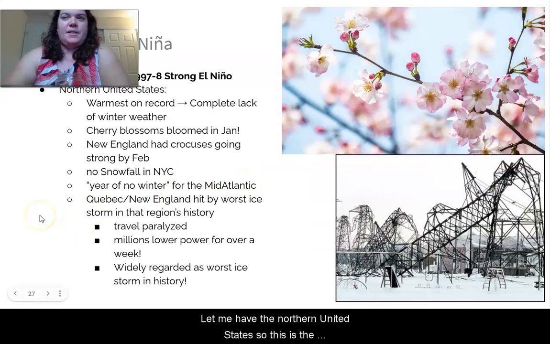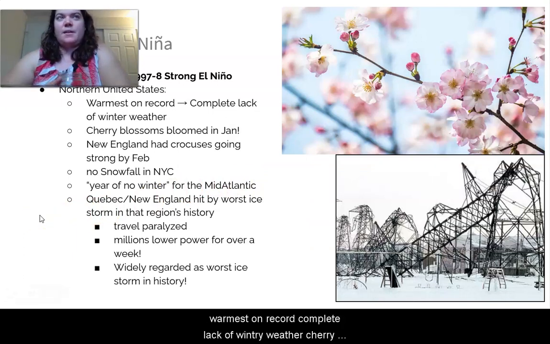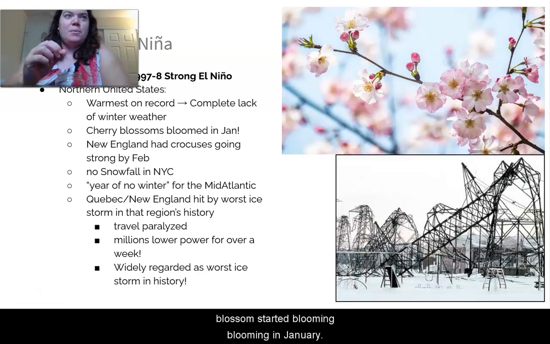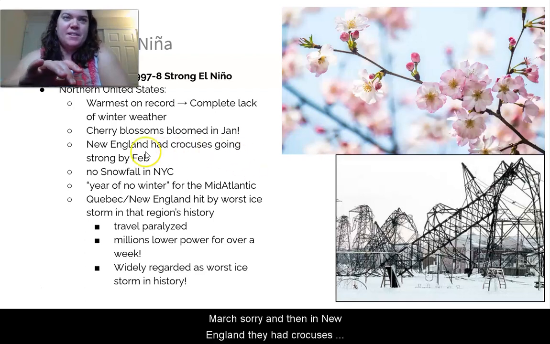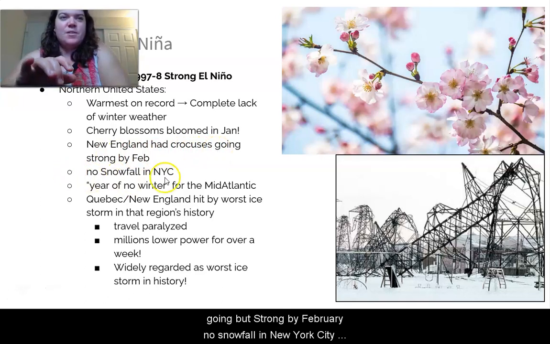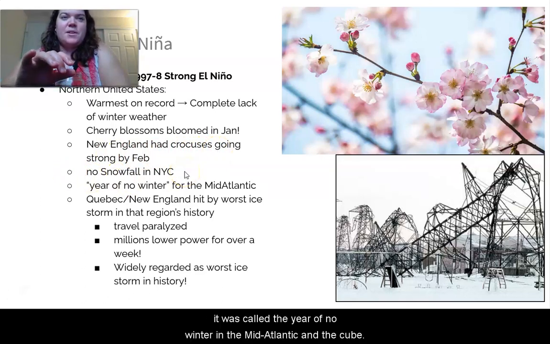Then we have the northern United States. So this is the warmest on record, complete lack of wintry weather. Cherry blossoms started blooming in January, which is not normal. Usually it's like April or May. April or March, sorry. And then in New England, they had crocuses going strong by February. No snowfall in New York City. It was called the Year of No Winter in the Mid-Atlantic.